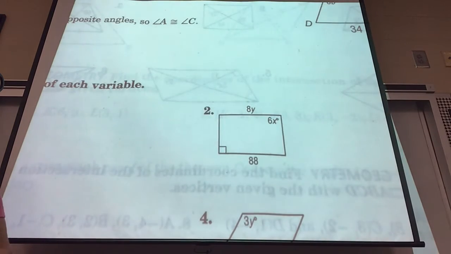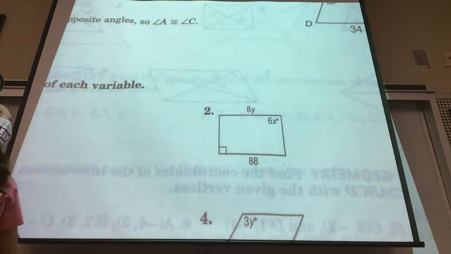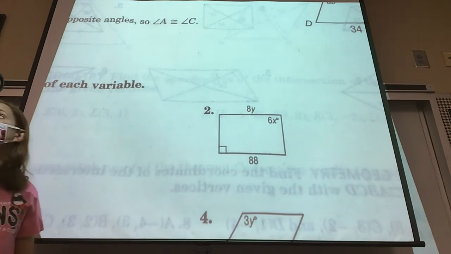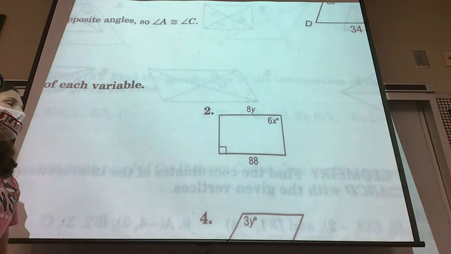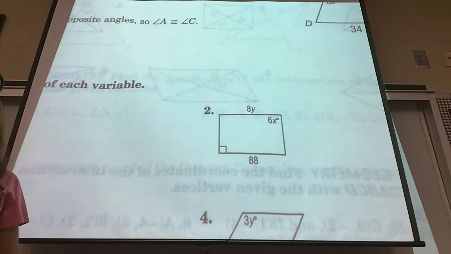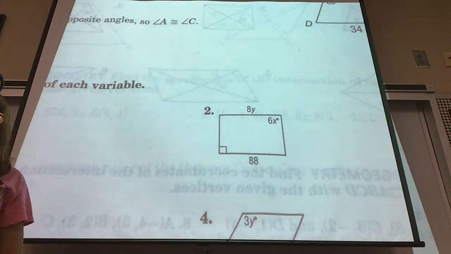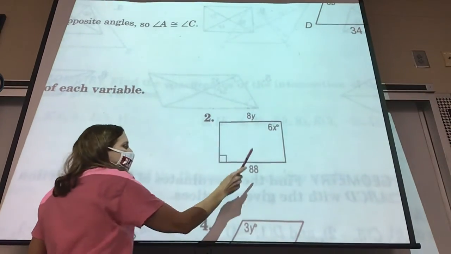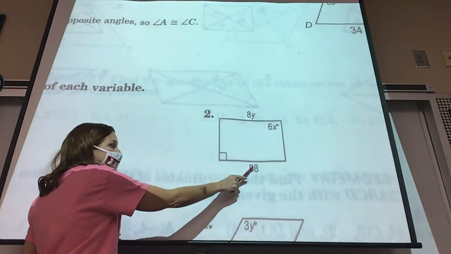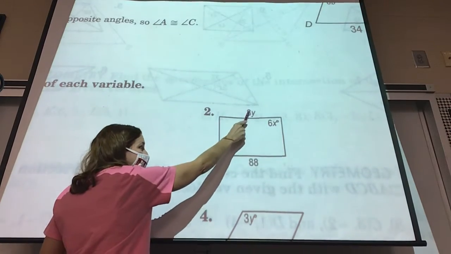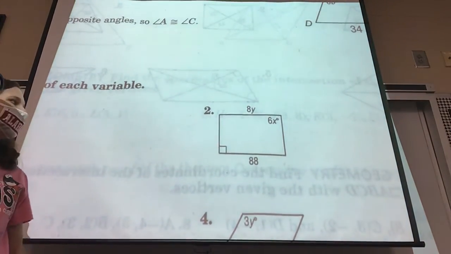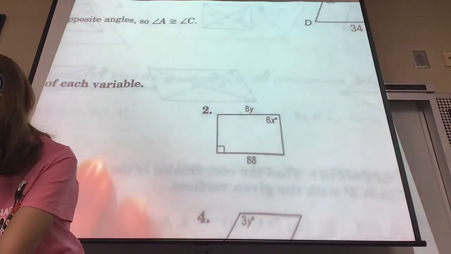Now, what about the outside? What do I know about the outside of this figure? What did we learn earlier? The opposite sides are congruent. So I know this side is congruent to this side. So that means I'm going to set this equal to this. So you say 8y equals 88.